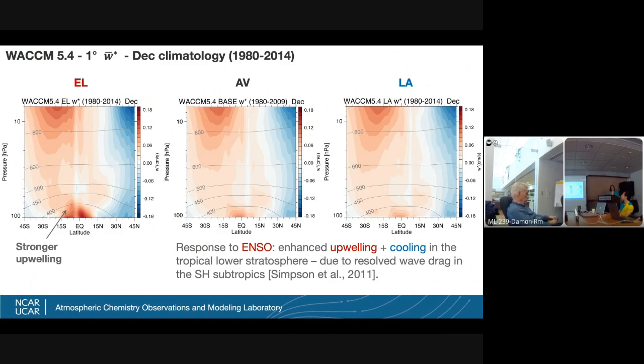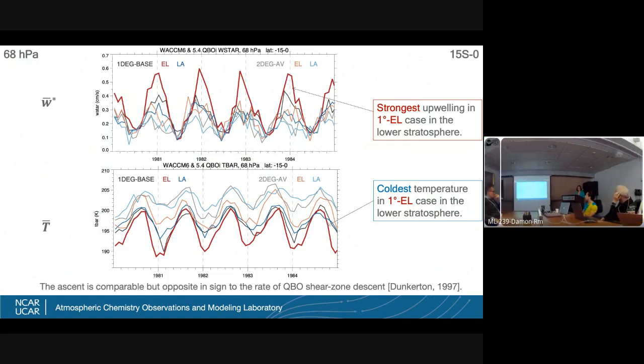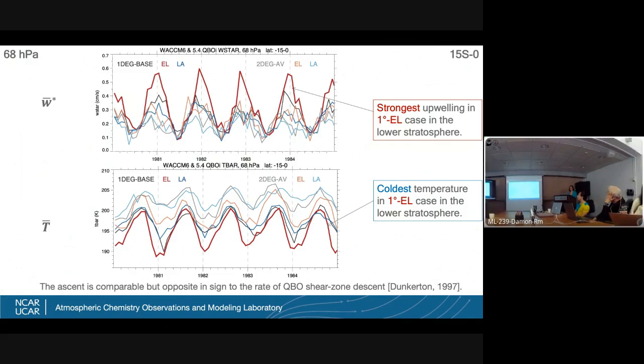Now let's compare upwelling in all the scenarios. I averaged over the tropics in the lower stratosphere, at the 68 hectopascal pressure level. There are 6 lines. The darkest and thickest red line is the 1-degree El Nino case. The upwelling is really strong, stronger than any other runs. The thinner orange line is the El Nino case for 2 degrees.